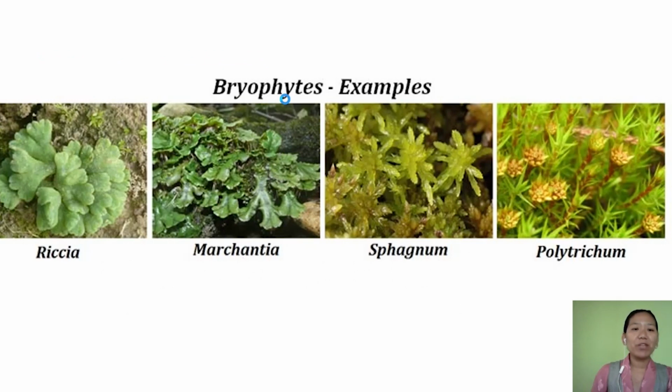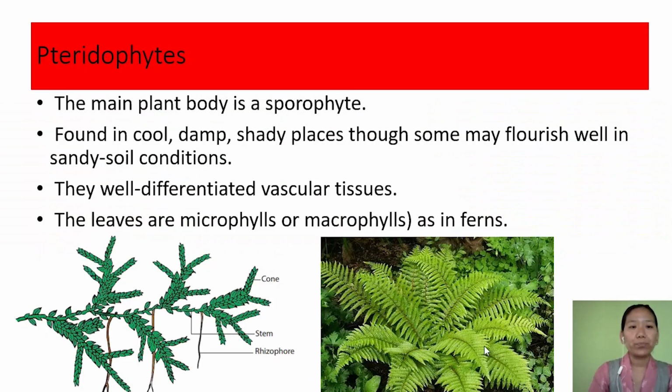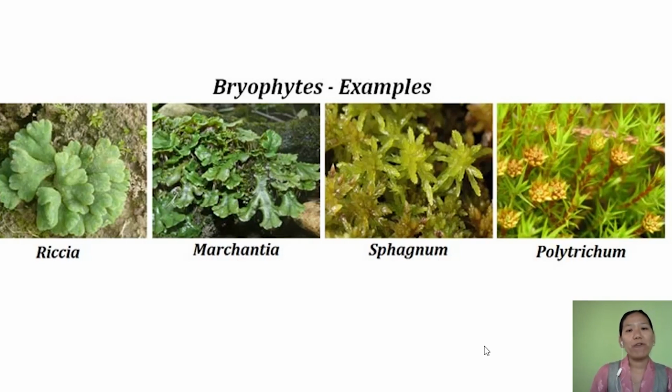If you look at some of the examples here, you can see dorsiventrally flattened, that is flat, structures like Riccia and Marchantia, and we also have leafy structures like Sphagnum, Polytrichum, and Funaria. So this is about bryophytes. Bryophytes are also called the amphibians of the plant kingdom, because even though they grow on land, they must be near a moist area so that sexual reproduction takes place. They were considered to be the first plants to invade the land.